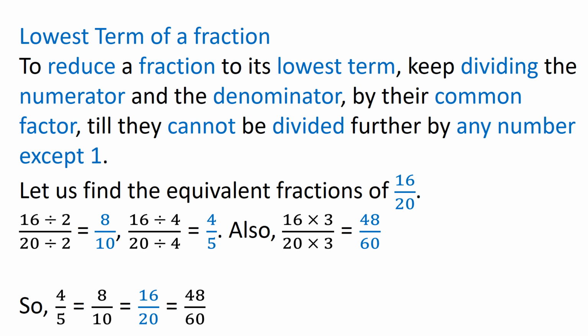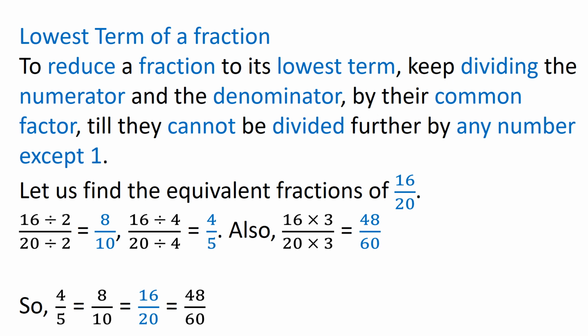Lowest term of a fraction. To reduce a fraction to its lowest term, keep dividing the numerator and the denominator by their common factor till they cannot be divided further by any number except 1. Let us find the equivalent fractions of 16 upon 20. First, divide the numerator and the denominator by 2. We get 8 upon 10. Second, divide both the numerator and the denominator by 4. We get 4 upon 5.